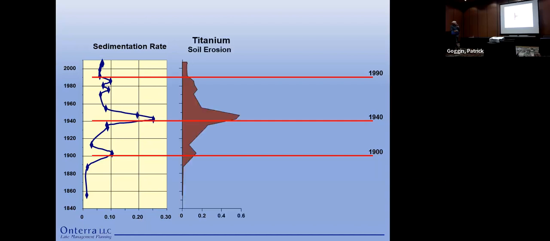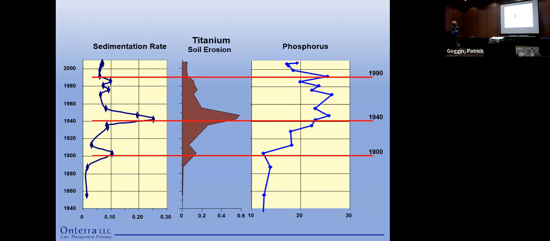Again, you can see the same results from the amount of soil coming into the lake. And we see the same thing with the phosphorus. Phosphorus levels initially started to increase in the 1900s, 1920s, peaked around 1940 and stayed that way until the 1990s. So this priority watershed work was successful in reducing the sedimentation rate of the lake, as well as the phosphorus concentrations in the lake.